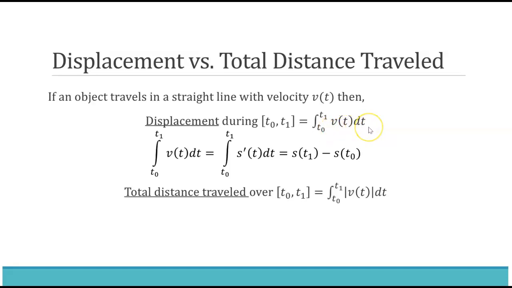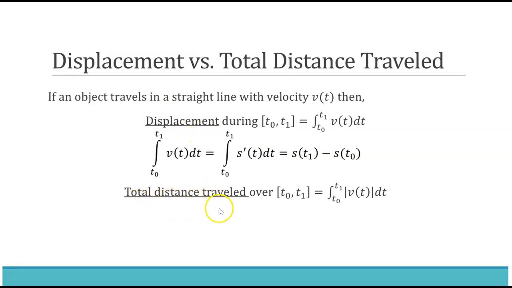And this should make sense because v of t is the derivative of position, s prime of t, and so when we integrate s prime, we get s, the position function, so we have the change in position, which is displacement. So it's just a special name. We're still talking about net change. The net change in position is called displacement.